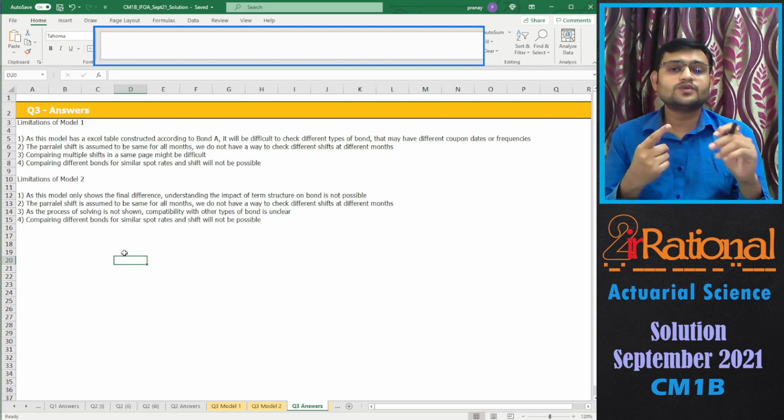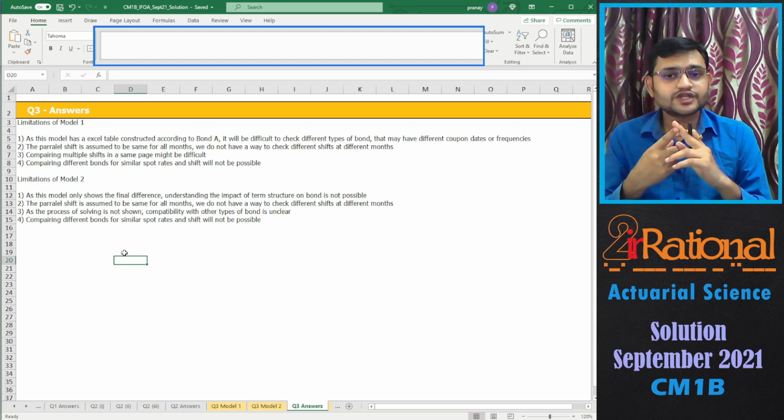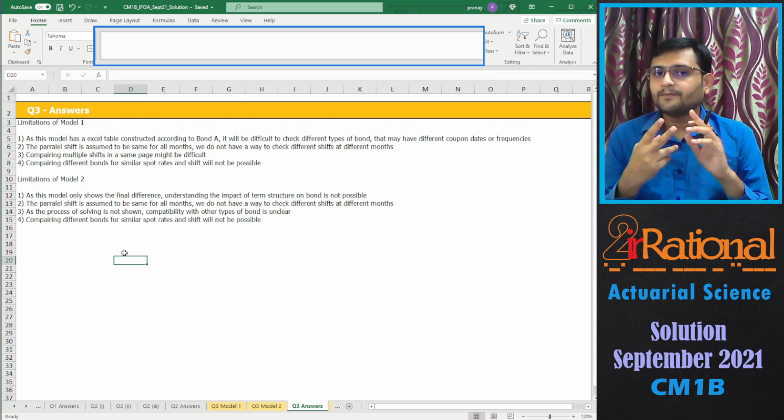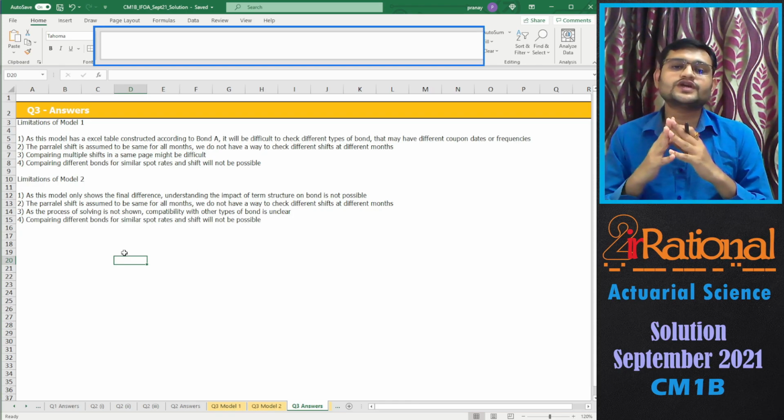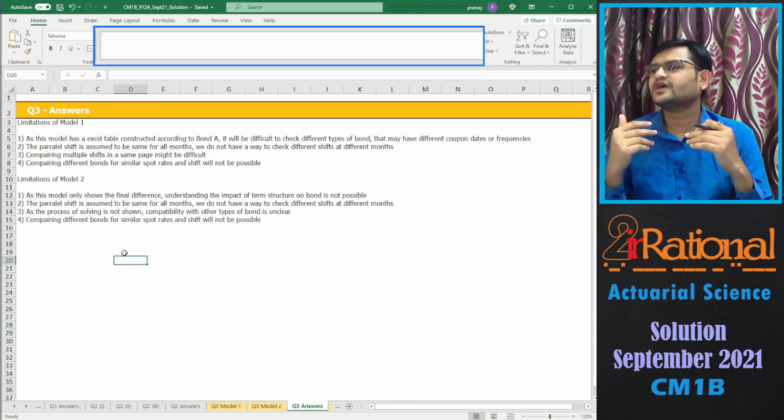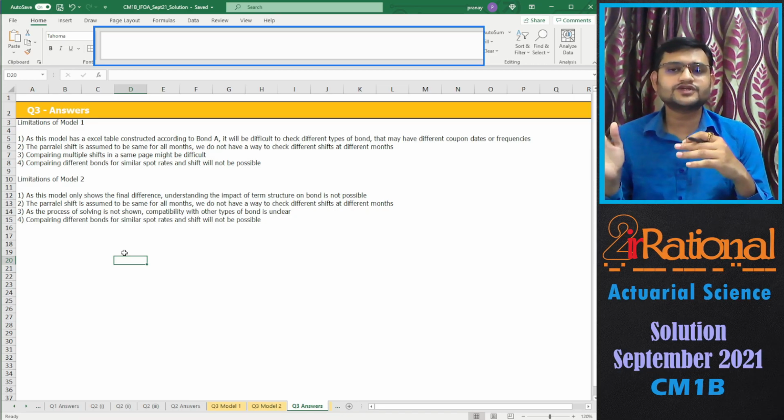You can talk also about that they have not taken inflation into account. You can talk about big changes are not considered here. You can talk about negative shift is not taken into account. So you can say there will be a lot more limitations that you can write.